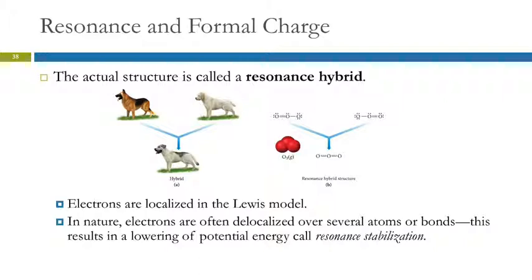In the Lewis model, electrons are localized, meaning they are on this atom, they are on that atom, or they're between these two atoms in specific places. In actuality, electrons can be delocalized. They can actually be spread over several atoms, several bonds, or even the entire molecule. And doing that lowers the potential energy of the molecule. It's called resonance stabilization. And that becomes important in organic chemistry. Any questions?